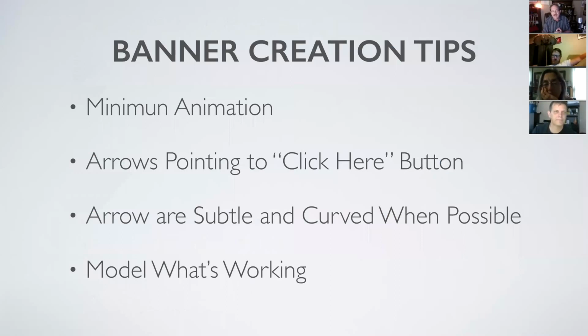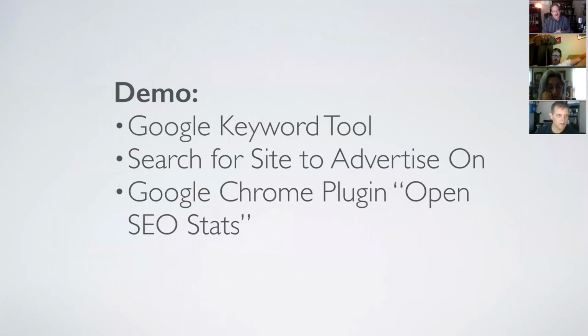So some banner creation tips. You want to keep animation to a minimum, okay? Having a pointing arrow to a button is good. You know, some curved arrows there. You want to keep them subtle, a curved arrow if possible to a button. At times, I didn't put a button on mine, but you can. And then model what's working, as I just said. Look at other stuff that's working, get some ideas and model that.